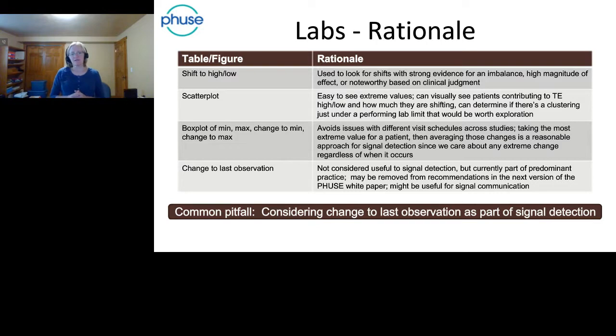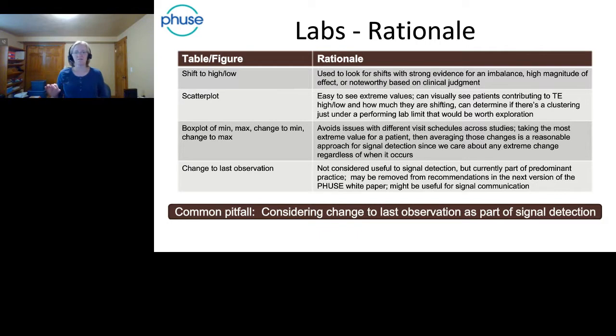But generally speaking, it really doesn't have a role, right? So it's not good for signal detection. We really like changes to minimum or changes to maximum or changes over time, right? So if a lab increases during treatment, but say it's transient and decreases by the time you get to the last observation, well, you're not going to find that by looking at change to last, but it could very well be an ADR that needs to be communicated in the label, right? So missing those would not be a good thing. We need to find those, right? So last observation doesn't have much purpose.